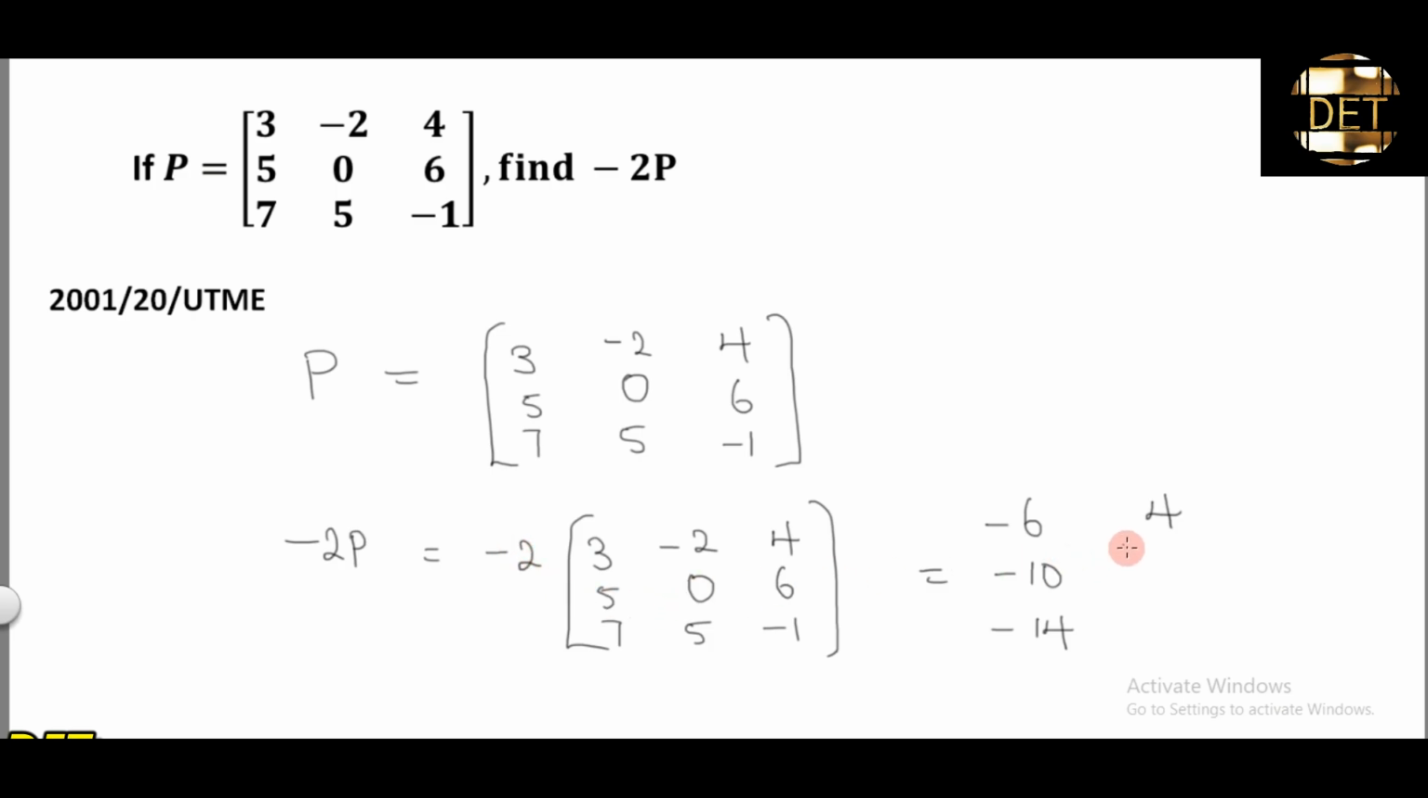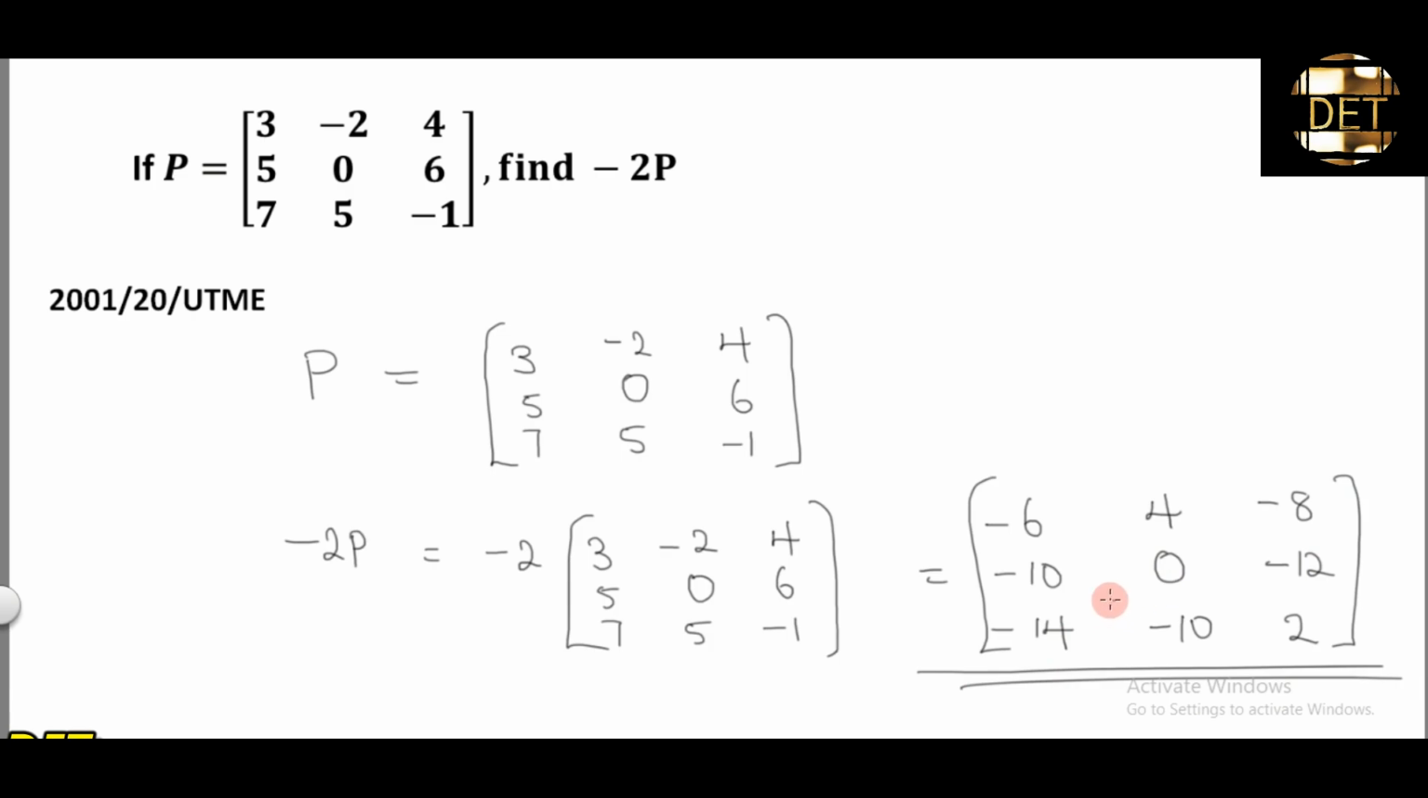All right. Minus 2 times 0 will give me 0. Anything multiplied by 0 is 0. Minus 2 times 5 will give me minus 10. Minus 2 times 4 will give me minus 8. Minus 2 times 6 will give me minus 12. Minus 2 times minus 1. Minus times minus will give me plus. So minus 2 times minus 1 will give me plus 2. So we have 2. So this is the answer to this matrix.